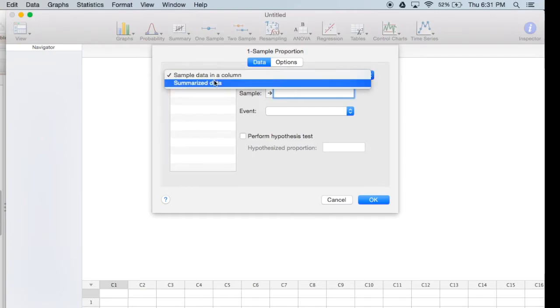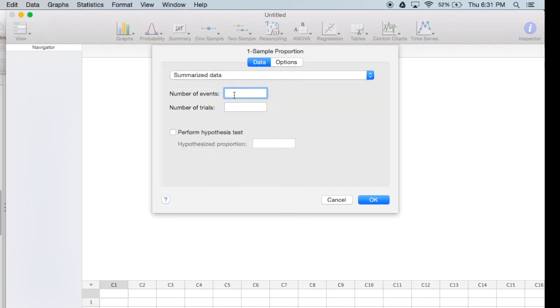We have summarized data. 10 out of 30 said yes that they would attend. We're conducting a hypothesis test now, so we need to check this box, and we tell Minitab Express our hypothesized proportion value of 0.20. Again, this is the value that was in our hypotheses.